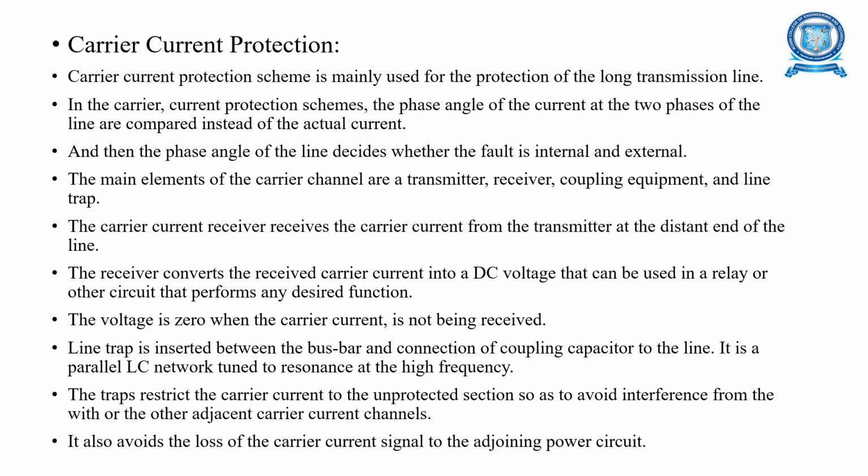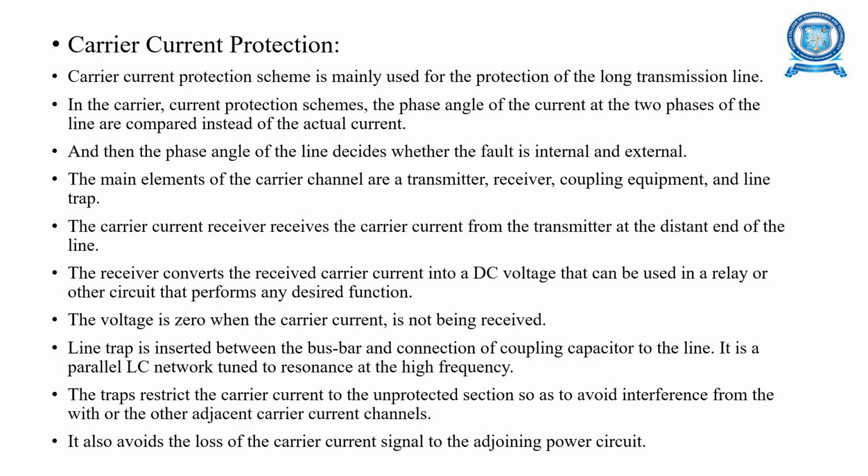Next is the carrier current protection. This is mainly used for protection of long transmission lines. Here the phase angle of the line decides whether the fault is internal or external. The receiver converts the received carrier current into a DC voltage, which can be used in the relay or other circuit that performs any desired function.